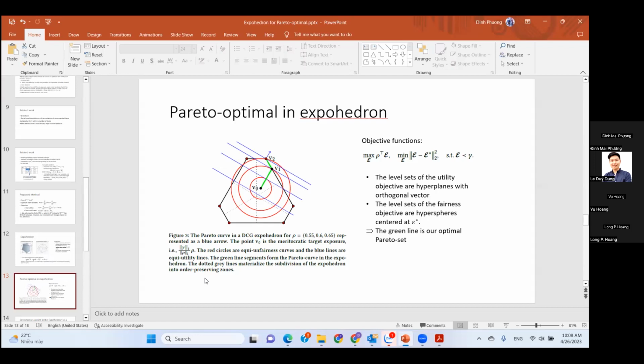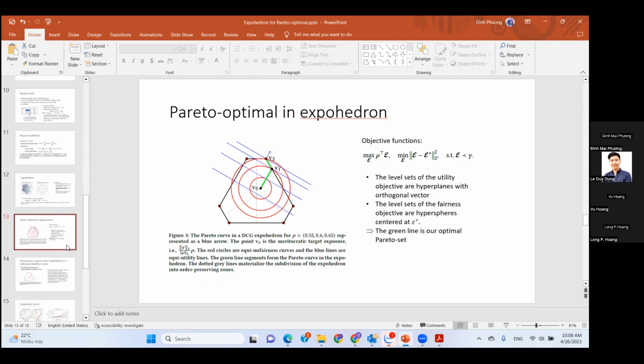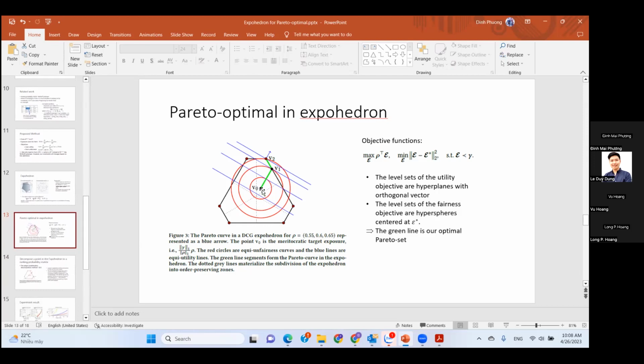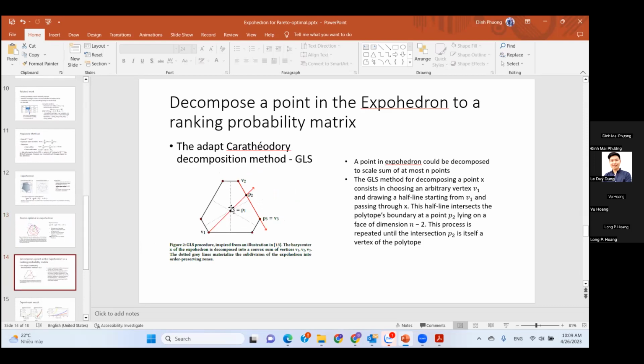Okay. But that's because we have the L2 norm, right? Yes, because we have that. That is the question I have asked in the future work. So when you have a point in the Expohedron, your next step is to decompose it into a property matrix so you can sample from it afterwards.